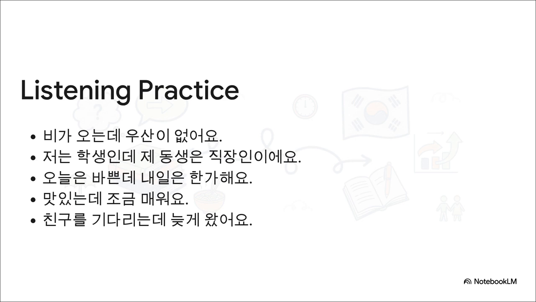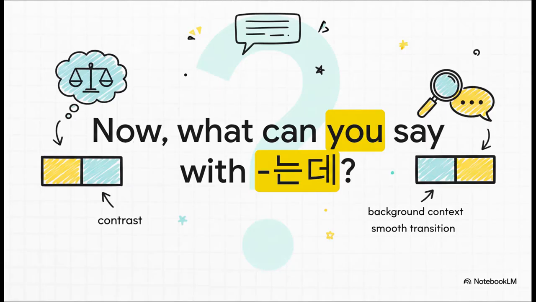Let's listen through one final time. 비가 오는데 우산이 없어요. 저는 학생인데 제 동생은 직장인이에요. 오늘은 바쁜데 내일은 한가해요. 맛있는데 조금 매워요. 친구를 기다리는데 늦게 왔어요. And that's it.